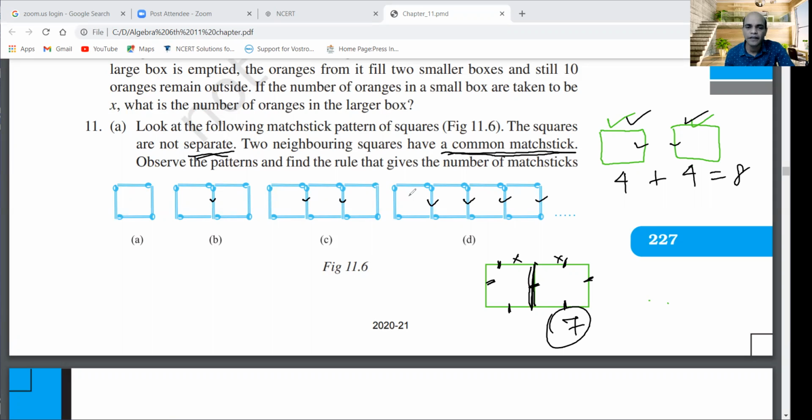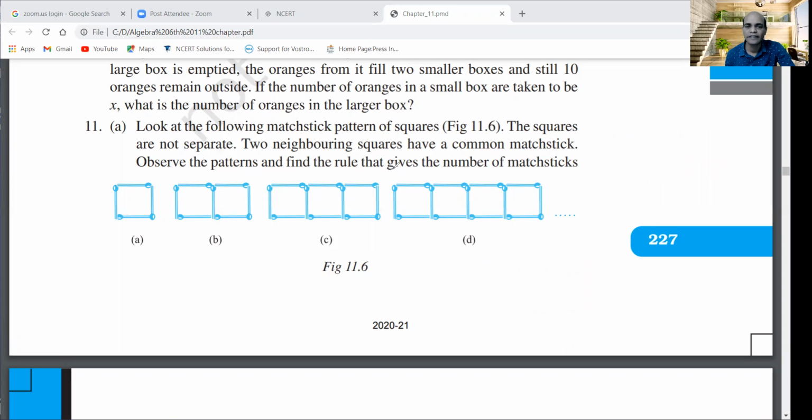ये जो मैंने टिक किया ना ये सब कॉमन है, मतलब इसके लिए भी काम करेगा, स्क्वायर के लिए भी काम करेगा वो। Observe the patterns, find the rule that gives the number of mastics. Now it says observing the rules, rule follow करके give the number of mastics, कितना mastic चाहिए, you have to find it out. Okay, getting? Yes, let us start. For this one how much required? For one square 4, for 2 it is 7, for 3 how much is required?